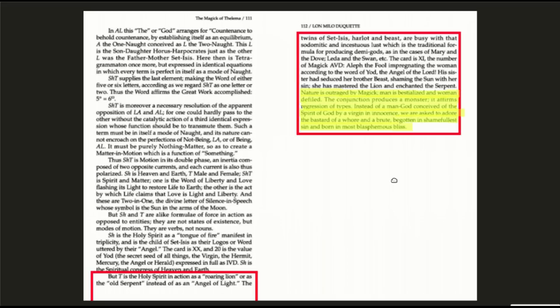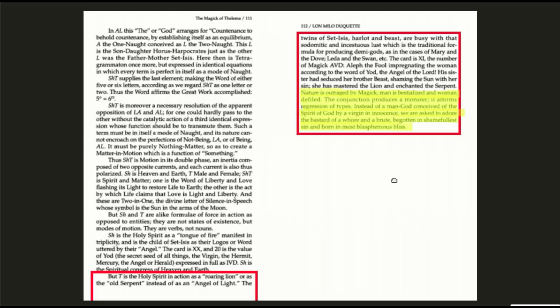His sister had seduced her brother beast, shaming the son with her sin. She has mastered the lion and enchanted the serpent. Nature is outraged by magic. Man is bestialized and woman defiled. The conjunction of a bestialized man and a defiled woman, the conjunction produces a monster. It affirms regression of types.